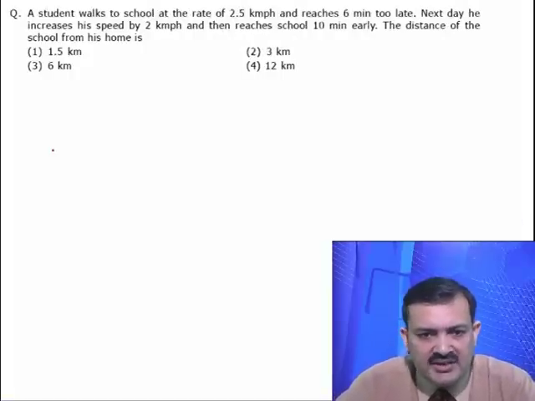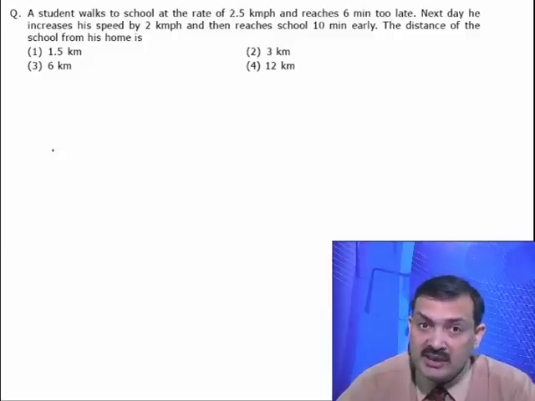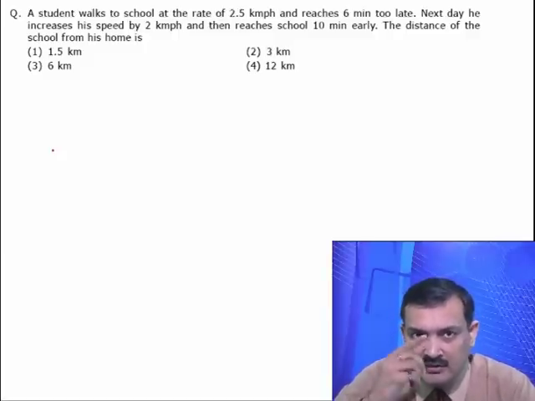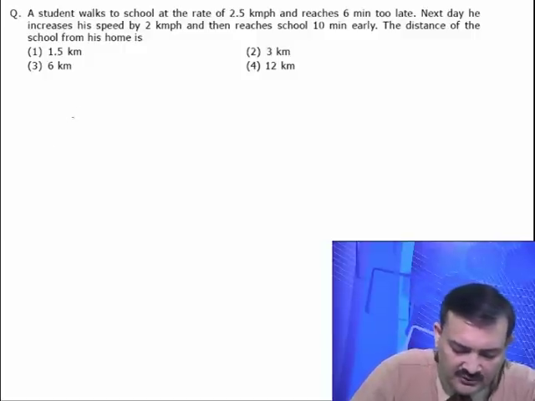The next question reads, a student walks to school at the rate of 2.5 kmph and reaches 6 minutes too late. Next day, he increases his speed by 2 kmph and then reaches the school 10 minutes early. Good, he has learned his lessons well. The distance of the school from his home is, and we are given 4 options. Here is the solution.